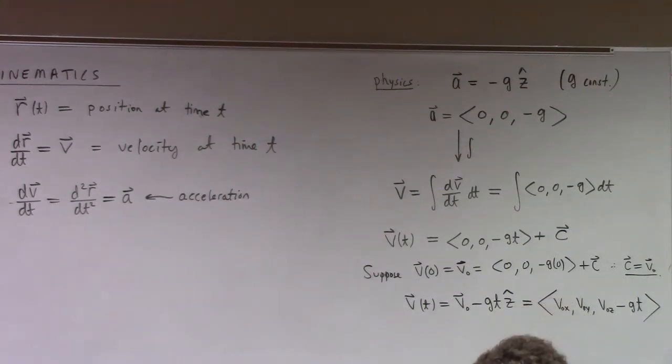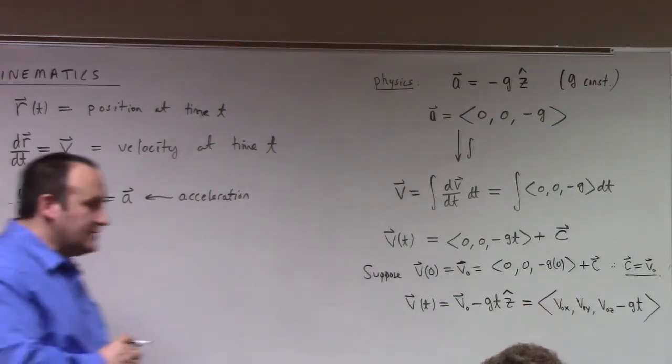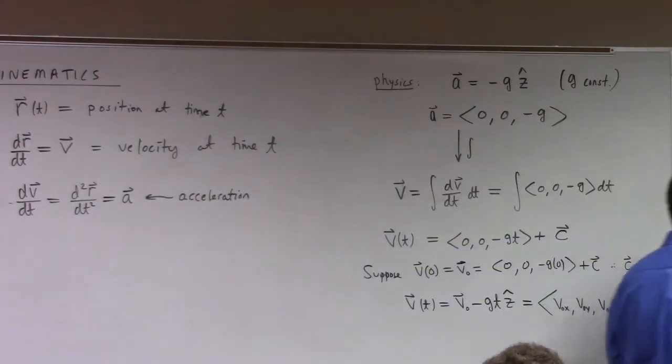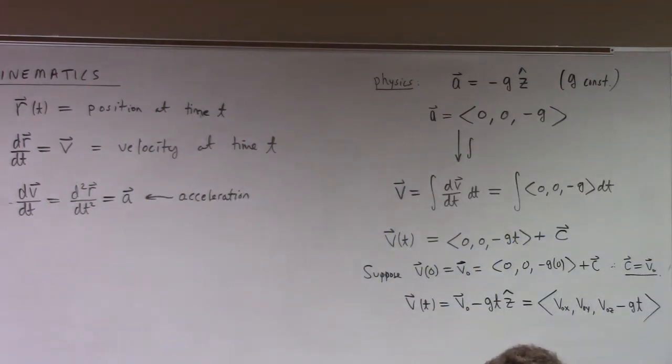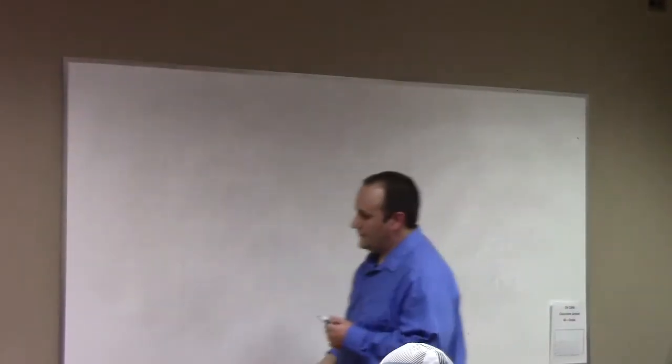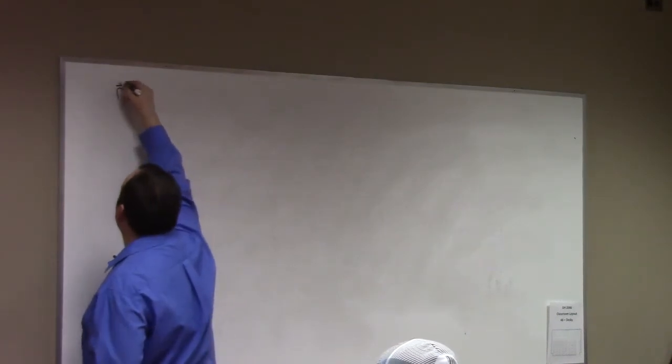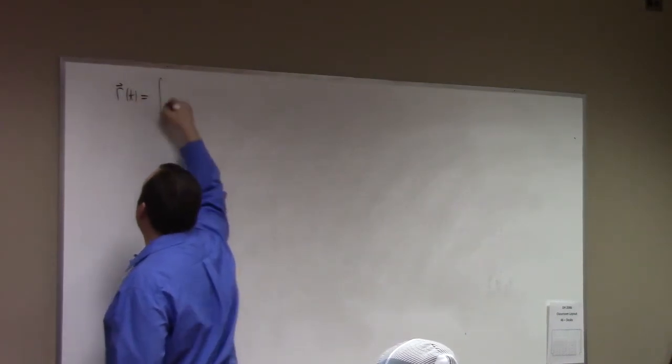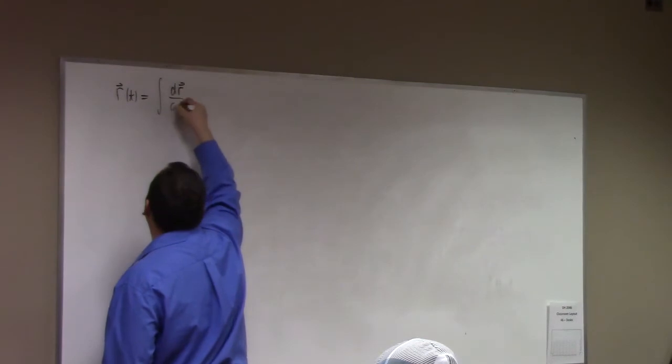ways to look at it. And then we integrate again, right? Integrate one more time, what happens? How about this? R of t is the integral of dr dt.